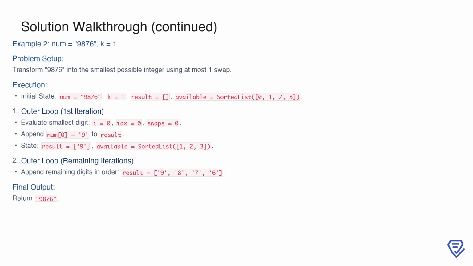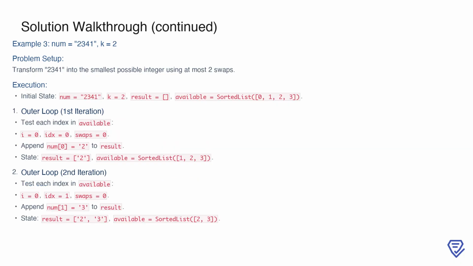For the subsequent iterations, since we're working with a single swap and no better arrangement is possible, the remaining digits 8, 7, and 6 are simply appended to the result in their current order. Thus, our final result is 9, 8, 7, 6, and the output is 9,876.